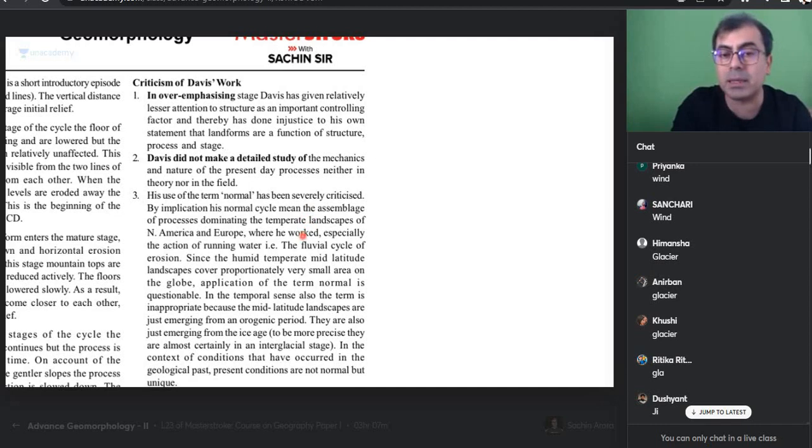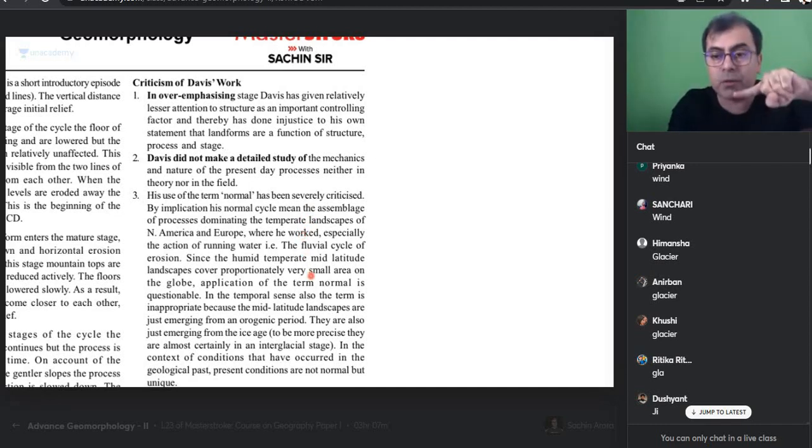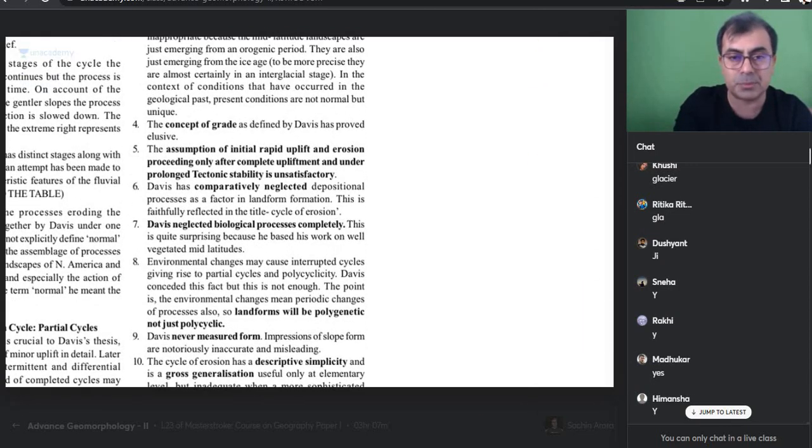What is normal to one area is abnormal to another area. And can we say that fluvial landforms are characteristically different from the eolian landforms? So this पूरा बदल जाता है. So how can you just say that this is going to happen? So इसलिए वहाँ पर भी एक tension है. So we have rejected that also. The concept of grade as defined by Davis has proved elusive. Means it is nowhere there in the world. वो क्या है?